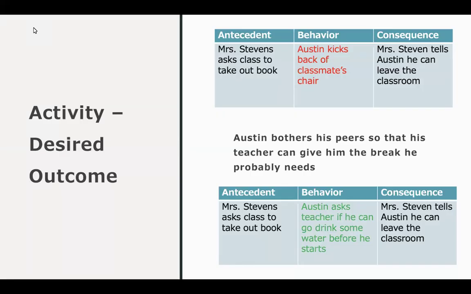Ideally, we would want, as soon as Mrs. Stevens asked him to do something, right, to take out his book, get started with the lesson, we would rather have him ask the teacher if he can go drink some water before he starts. So yes, the water is having him still delay the task, but it's a little bit more appropriate, right? That's fine. You can go ahead, take your break, drink some water instead of disrupting his classmates, and he'll be more receptive and ready to learn.